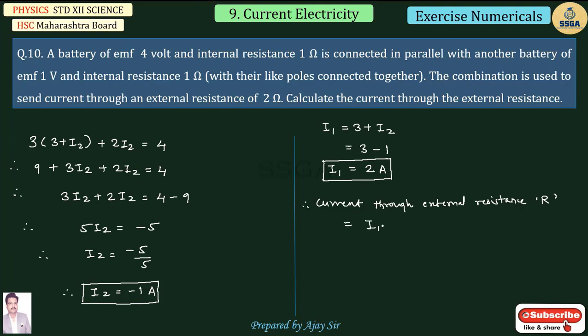I1 plus I2. So therefore this is I1, which is equal to 2 ampere minus 1. So therefore this is 2 minus 1, that is 1 ampere. So this will be the answer, student. So therefore the current flowing to the external resistance, that is 1 ampere. So in this way we have to solve this type of question, student.